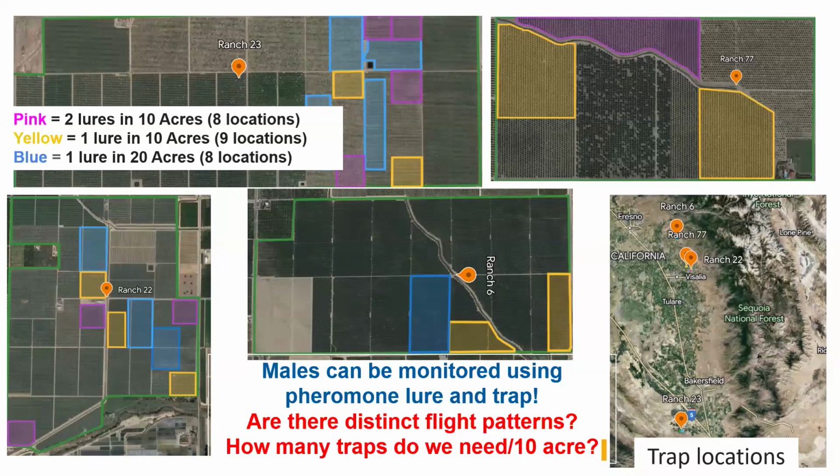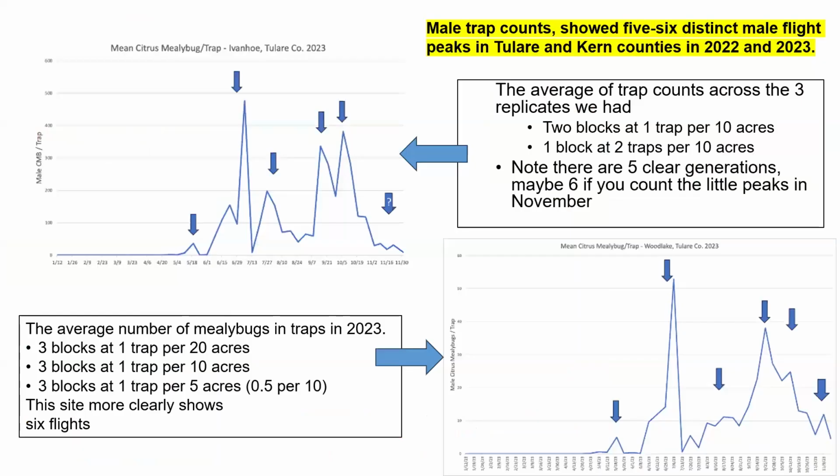The questions we wanted to answer are: do we see the same pattern of flight in all different locations in Kern County, Tulare County, and Fresno County? And also, how many traps do we need per 10 acres? And this is what we found.